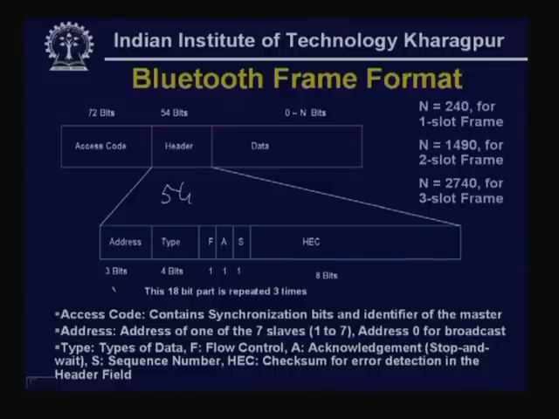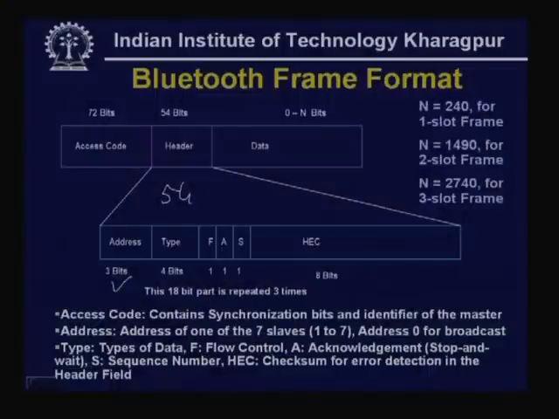So, in this 18 bit you have got 3 bits for address, then 4 bits for type of data that is being sent. Then as you can see, there are 3 bits, one is flow control, acknowledgement and sequence number. So, you can see here with the help of this approach, Bluetooth performs flow control, error control and also the acknowledgement by using stop and wait control technique. And there is an 8 bit checksum that is used for error detection in the header field. So, as you can see, all the features required for reliable communication is provided in this simple frame format.